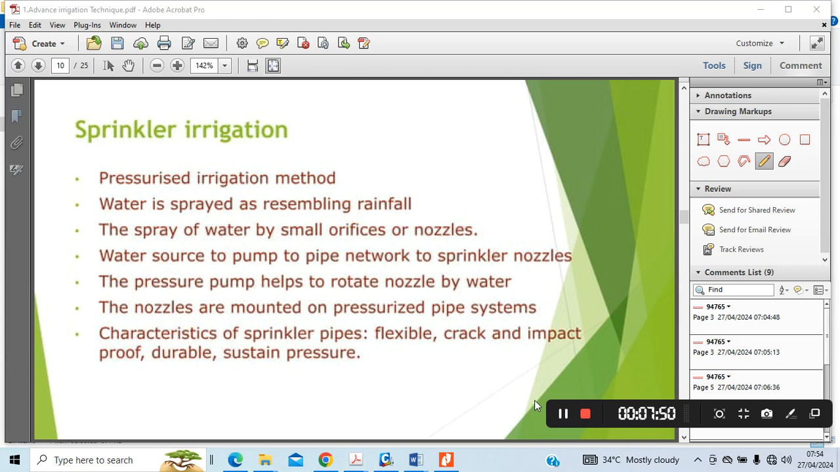In the pressurized irrigation method, water is sprayed resembling rainfall. The spray of water is through small orifices or small nozzles. The water is served by pump to the pipe network to sprinkler nozzles. The pressure pump helps to rotate the nozzle by water. The nozzles are mounted on pressurized pipe systems. The characteristics of sprinkler pipes: flexible, crack and impact proof, durable, sustained pressure.